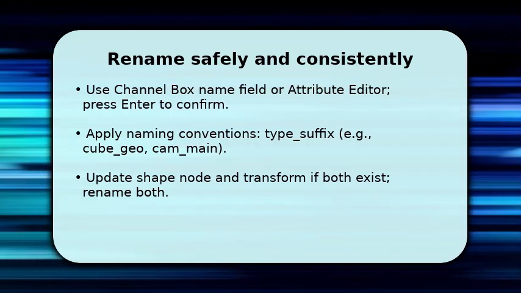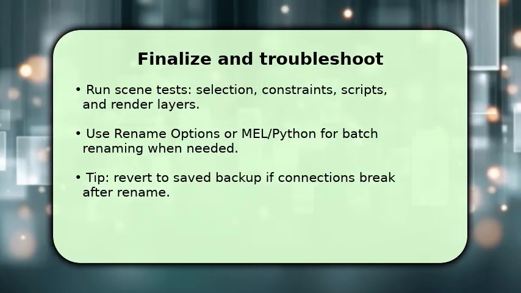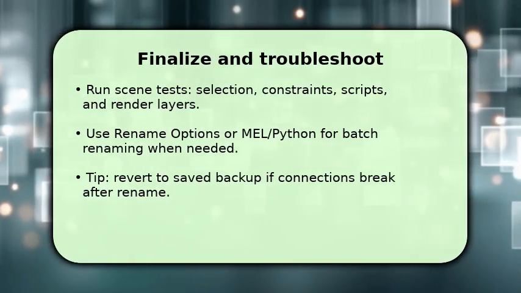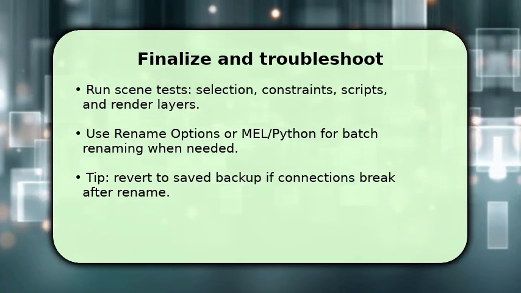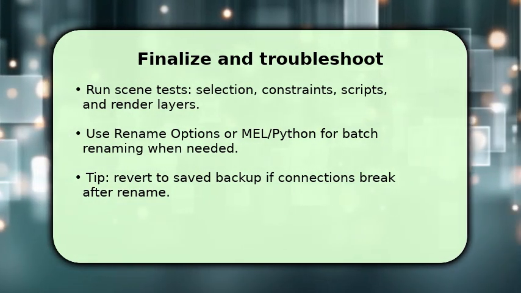Once done, run a quick script editor check. Print the node name to verify. Finish by testing selection, constraints, and any linked scripts or render layers to confirm nothing broke. If you must rename many objects, use Maya's rename options or a short Python/mel loop to preserve indices and shape links. Make sure to save a new version after successful renaming.